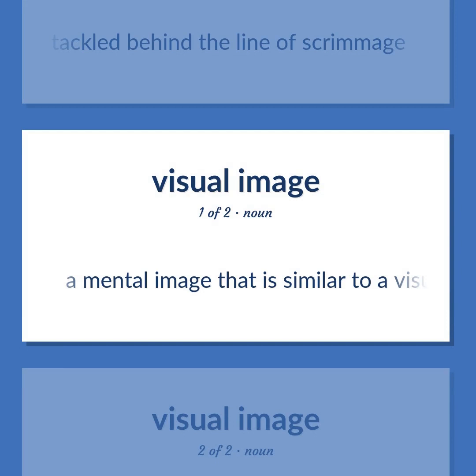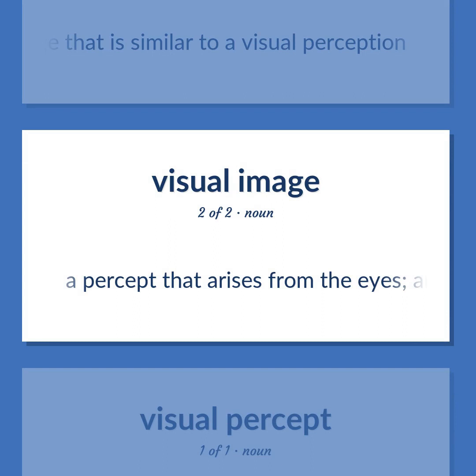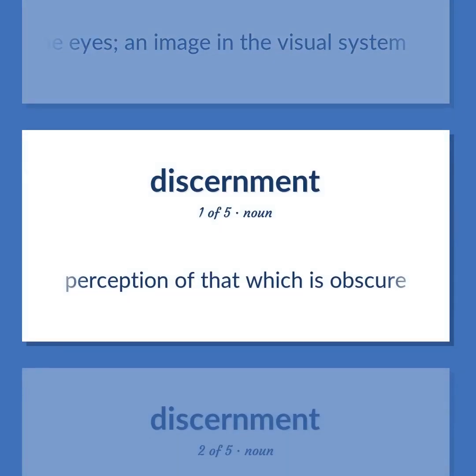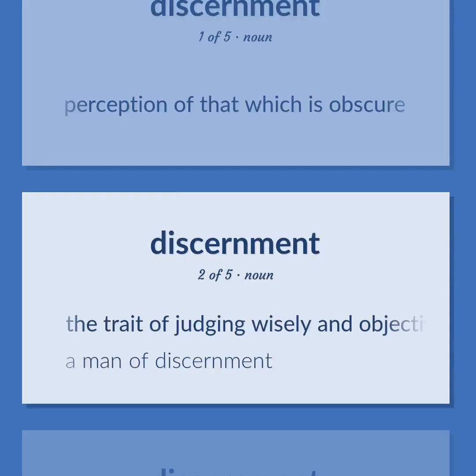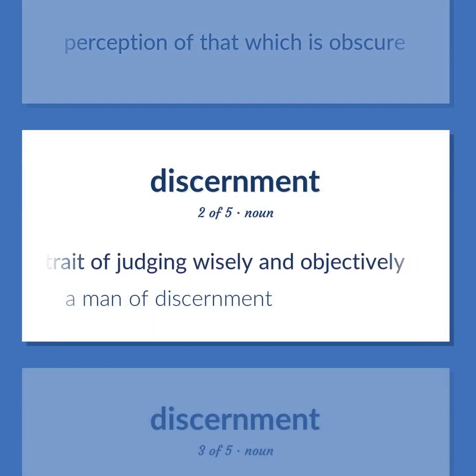A mental image that is similar to a visual perception. A percept that arises from the eyes, an image in the visual system. Perception of that which is obscure. The trait of judging wisely and objectively. A man of discernment.